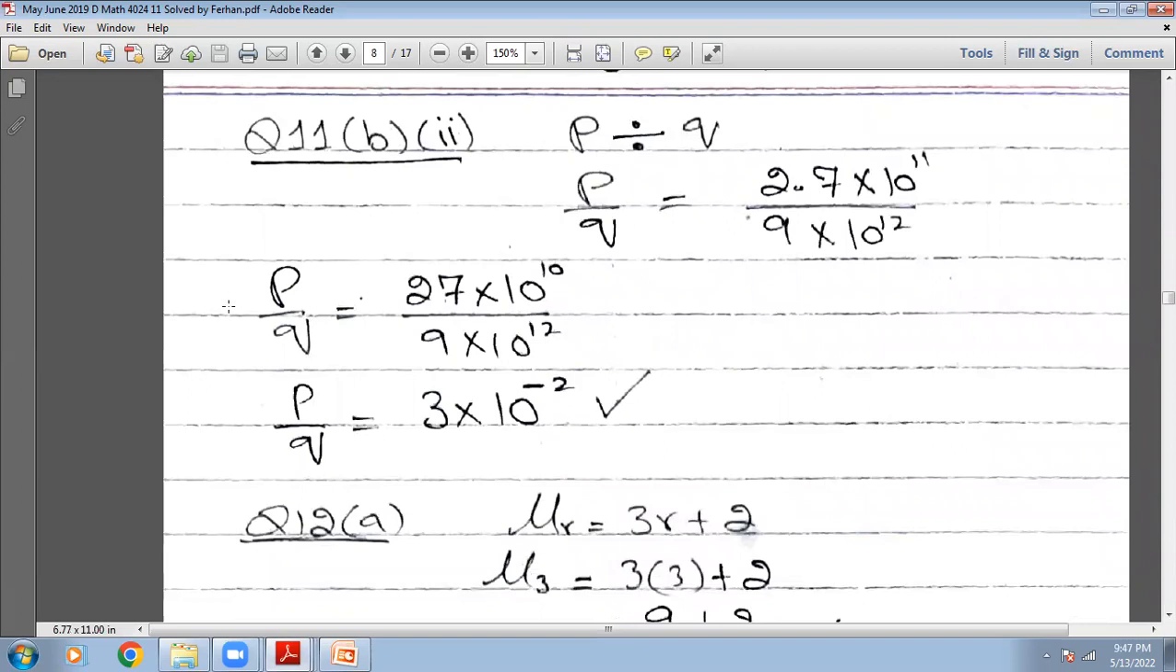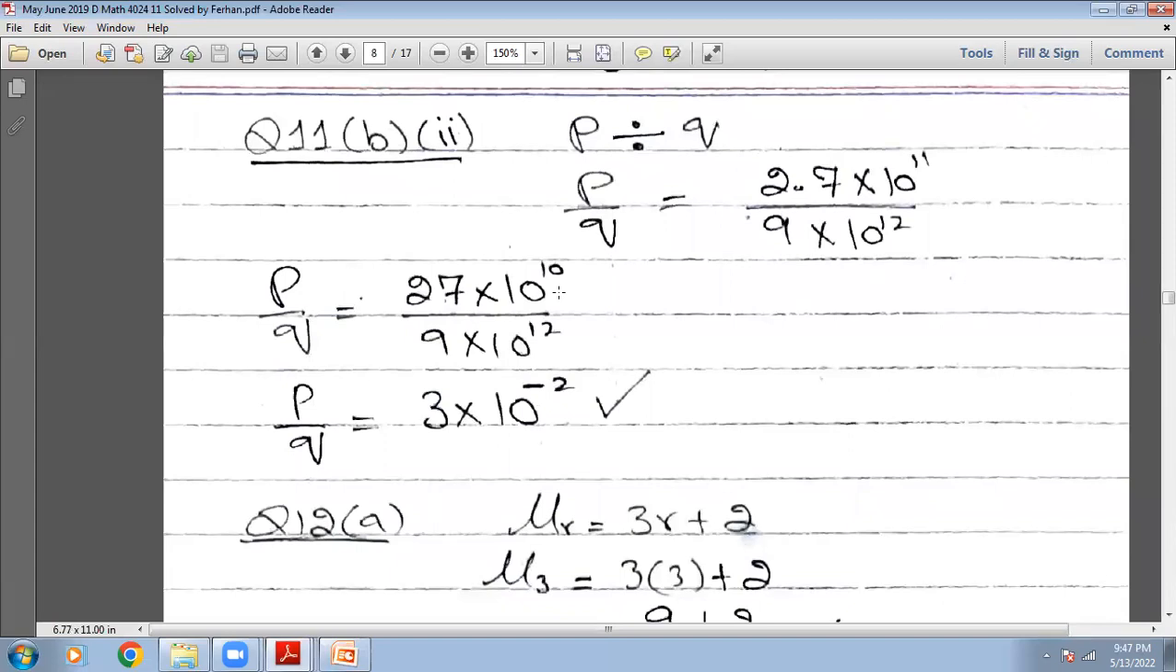This is a question on the division. So P divide Q. P by Q equals 2.7 exponent 11 divided by 9 exponent 10. Move this decimal one step to the right, so you will have 27. This power will decrease by 1. You will have 27 exponent 10 divided by 9 exponent 12.